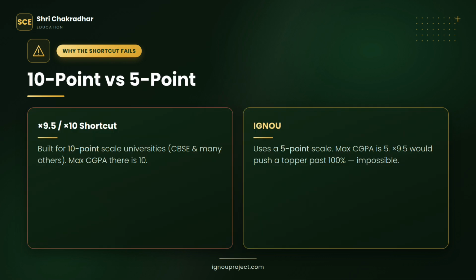Here is why. The multiply by 9.5 and multiply by 10 shortcuts were designed for universities that use a 10-point CGPA scale, like CBSE and many others. IGNOU uses a 5-point scale where the maximum is 5. If your maximum CGPA is only 5, multiplying by 9.5 would push a top student far beyond 100%, which makes no sense. So please do not blindly apply those formulas to your IGNOU CGPA.